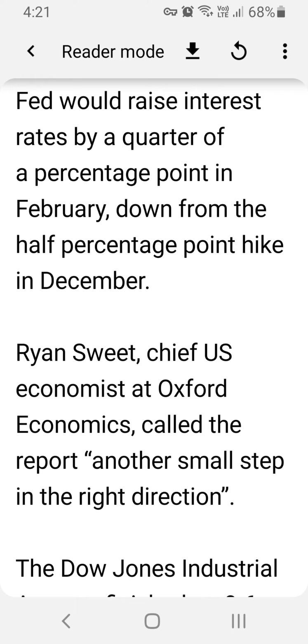U.S. inflation was a key risk for markets overnight, but Wall Street stocks rose after data showed it easing. The consumer price index last month rose 6.5% from a year ago, the smallest increase since October 2021 and the sixth straight month of easing. The report was in line with projections and added to expectations that the U.S. Federal Reserve will pivot from a series of ultra-aggressive interest rate increases. Several analysts issued reports predicting the Fed would raise interest rates by a quarter of a percentage point in February, down from the half percentage point hike in December. Ryan Sweet, chief U.S. economist at Oxford Economics, called the report another small step in the right direction.